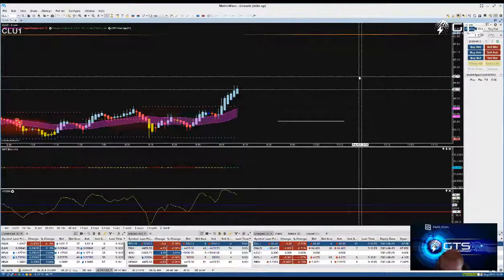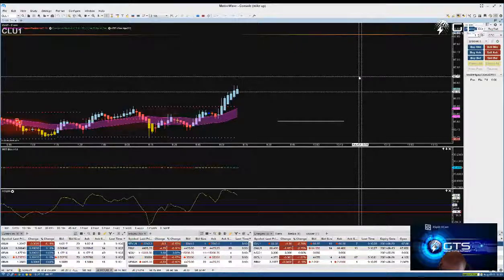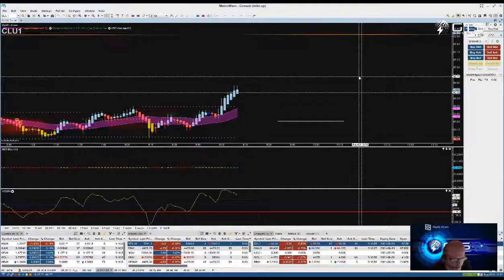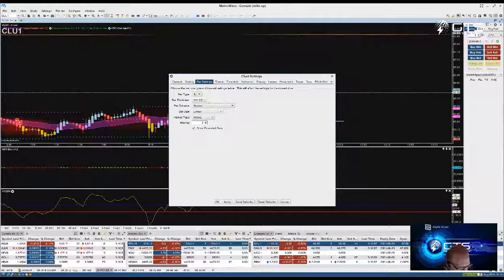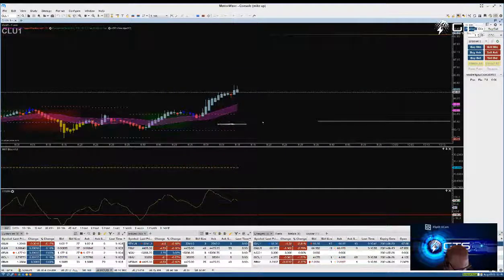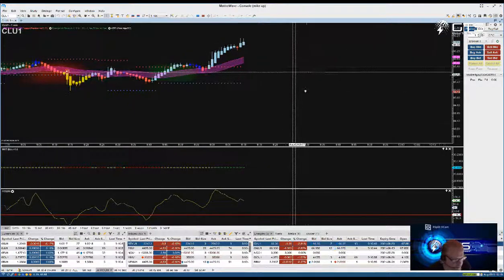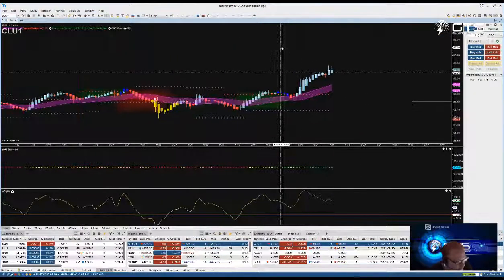66.44 is the break here. We've got to break 66.44 on the oil, so we need to get this up to 66.44. And while we're doing that, let's look at the oil on the 1 minute and see if we come back here. Sometimes we'll get the alert on the 1 minute before we get the alert on the 2 minute. So just to make sure.